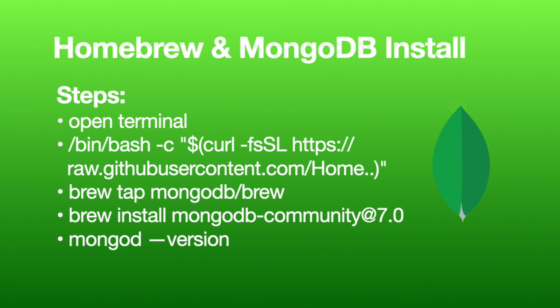To install MongoDB on macOS, first open the terminal. Begin by installing Homebrew, which is a package manager for macOS. Once Homebrew is installed, add the MongoDB tap so that Homebrew can access MongoDB packages. Then, install the MongoDB Community Edition, version 7.0, using Homebrew. After the installation is complete, you can check the installed MongoDB version to verify that everything is set up correctly.